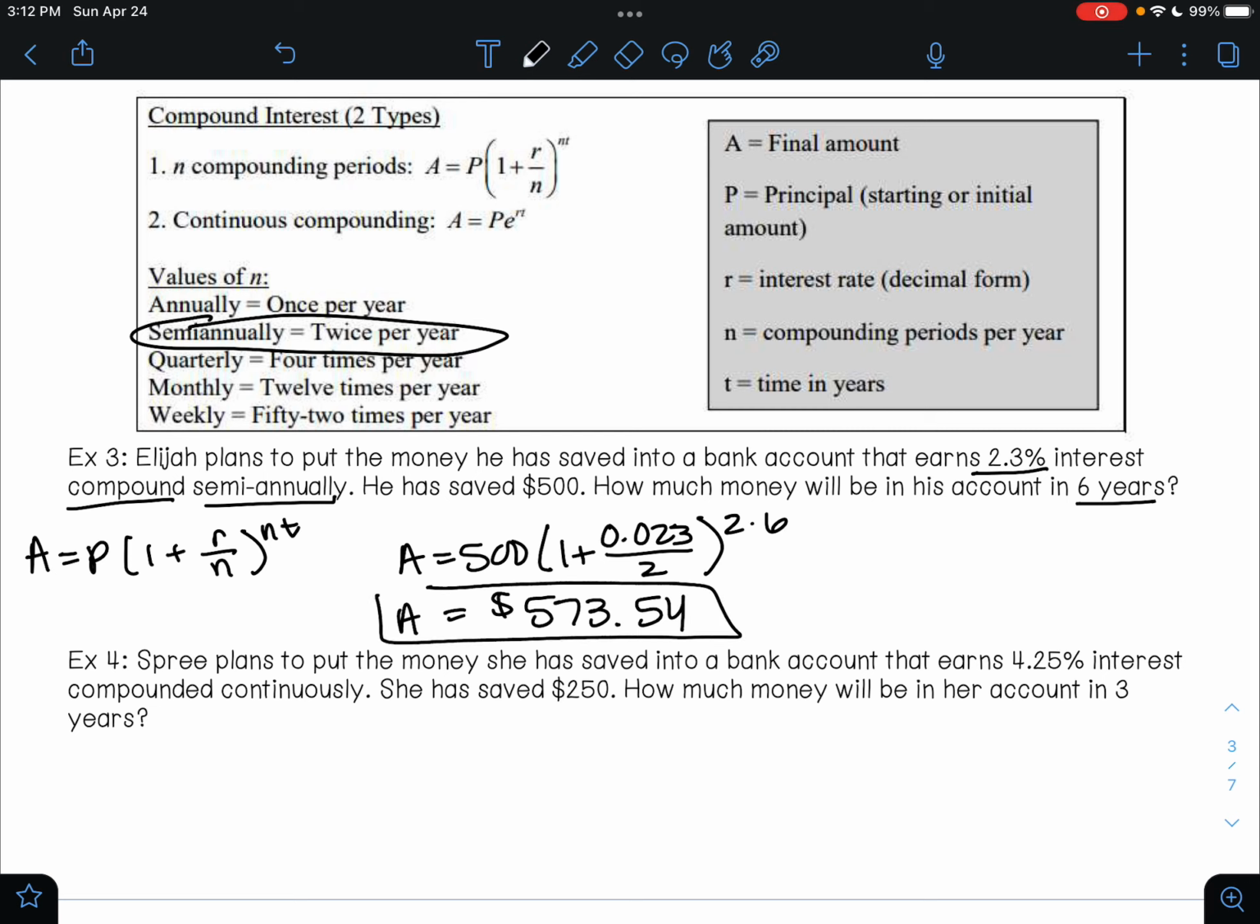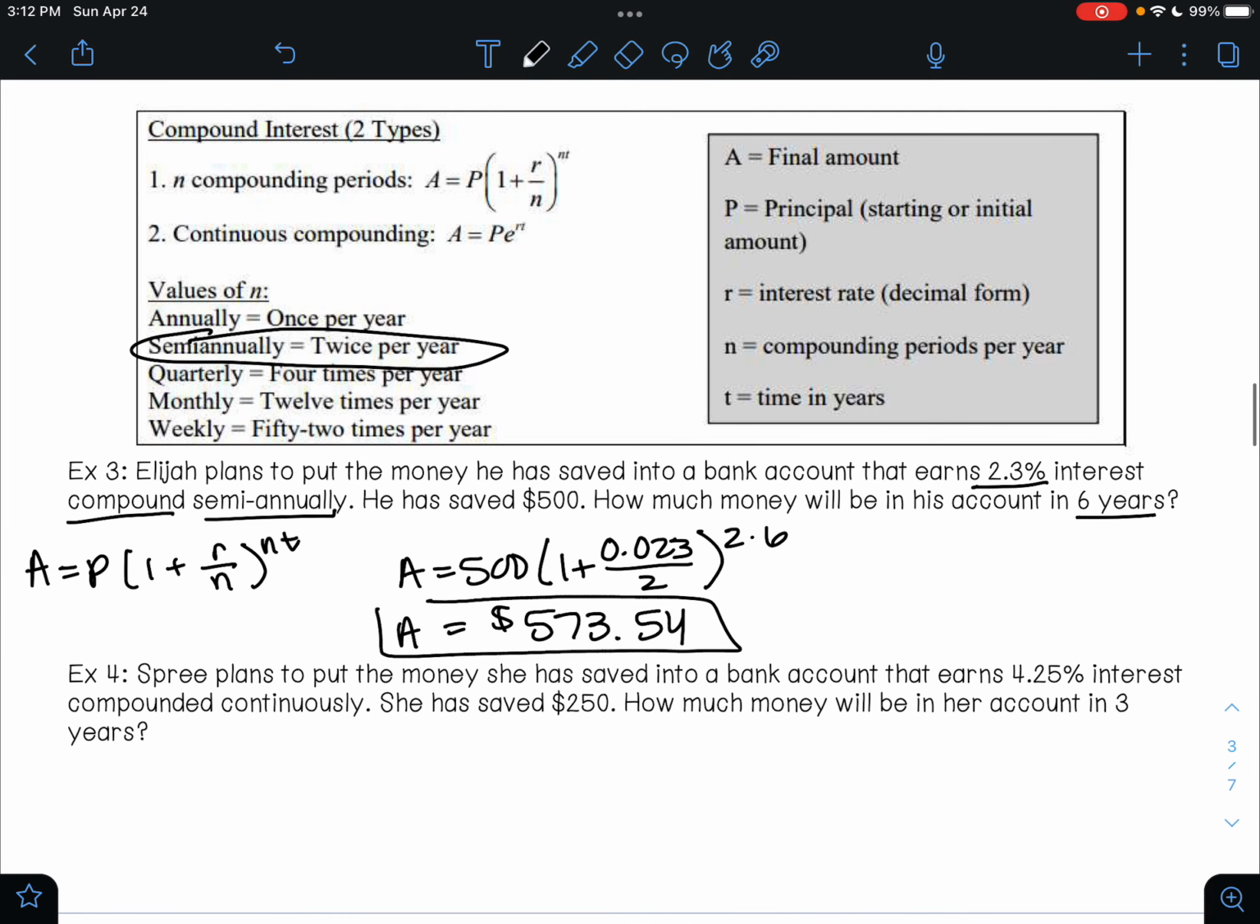And then on example 4, it says Bree plans to put the money she has saved into an account that earns 4.25% interest compounded continuously. She has saved $250. How much money will be in her account in 3 years? We are compounding continuously, so we want to use the continuous formula, which is A equals P times e raised to the power of rt.